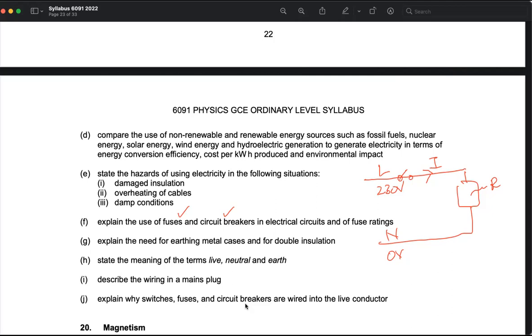Let me give an example. What happens if I put my switch at the neutral? Why is it dangerous if I put my switch at the neutral? Can you see over here? If I open the switch, can you all tell me, can the appliance work? Tell me in the reaction, yes or no.